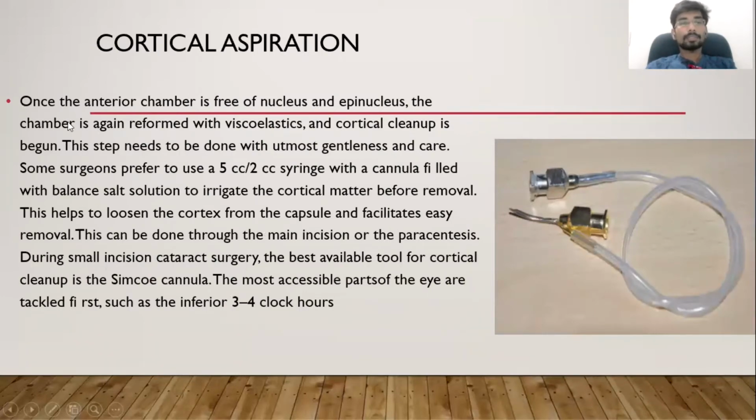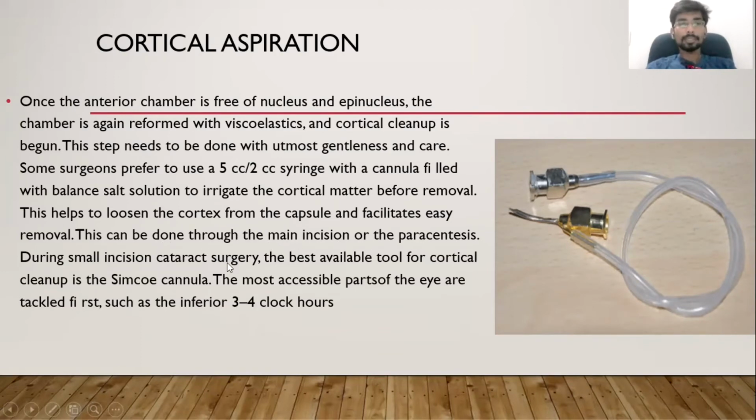Cortical aspiration. Once the anterior chamber is free of nucleus and epinucleus, the chamber is again reformed with viscoelastic and cortical cleanup is begun. This step needs to be done with utmost gentleness and care. Some surgeons prefer to use a 5cc or 2cc syringe with a cannula filled with BSS to irrigate the cortical matter before removal. This helps to loosen the cortex from the capsule and facilitate easy removal. This can be done through the main incision or paracentesis.